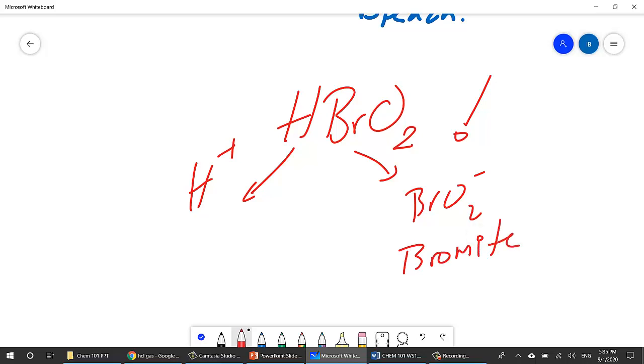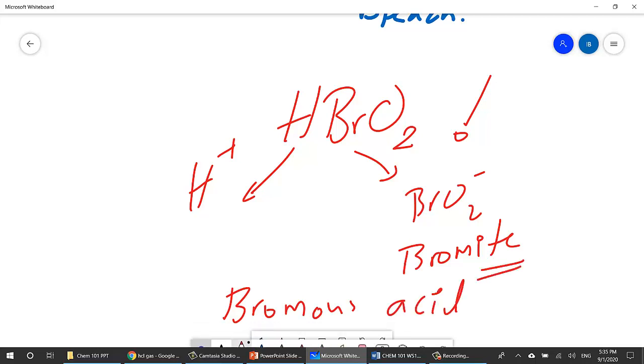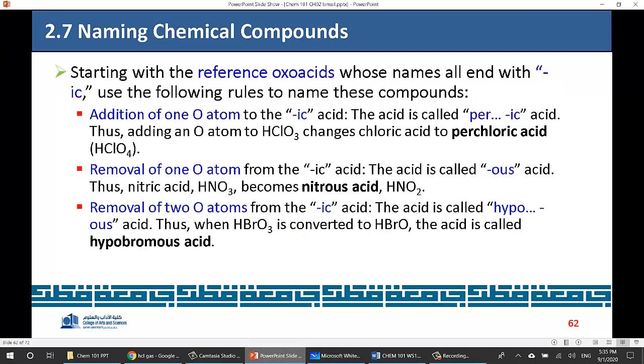And if I want to make an acid out of this, I would just call it bromous acid. Bromous acid. See that? It's simple, because the "ine" becomes "ous". Bromous acid. There are some other examples of that, of course. So that's explained all in this slide.